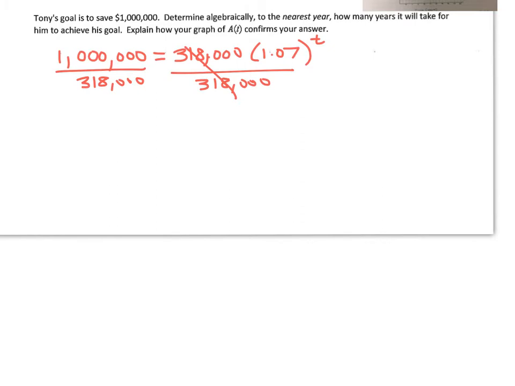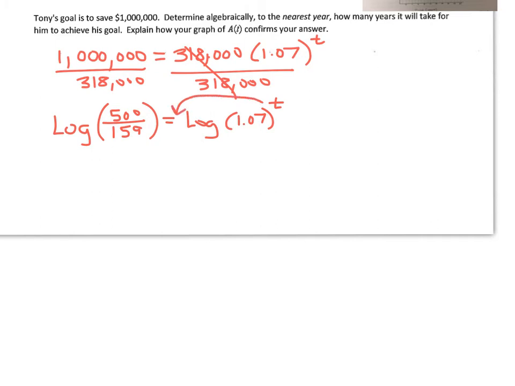Okay, so if you were to plug this into your calculator and then hit math, enter, enter, it looks like it simplifies to 500 over 159. And that's going to be equal to 1.07 to the t power. All right, now we could throw the word log in there. So we're going to take log of this fraction, and we're going to take log of 1.07 to the t power. And the reason we do that is so that we can move the power to the front of the word log. Okay, so now we're no longer going to have an exponent.